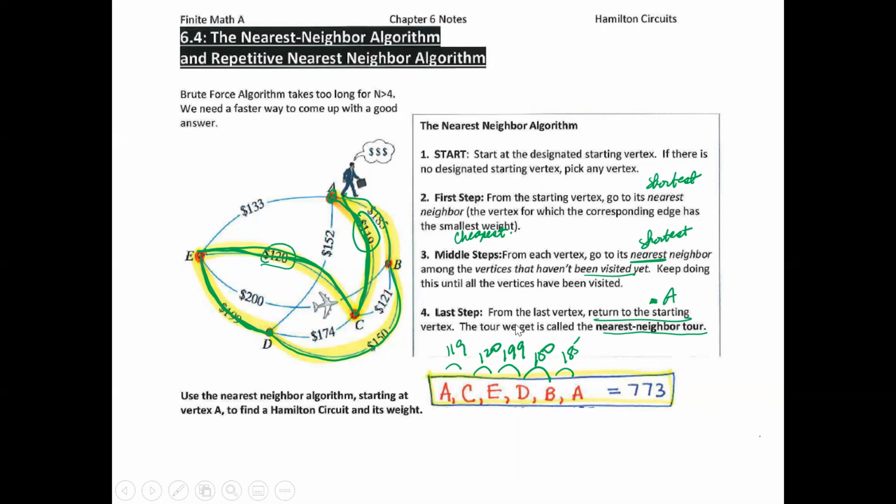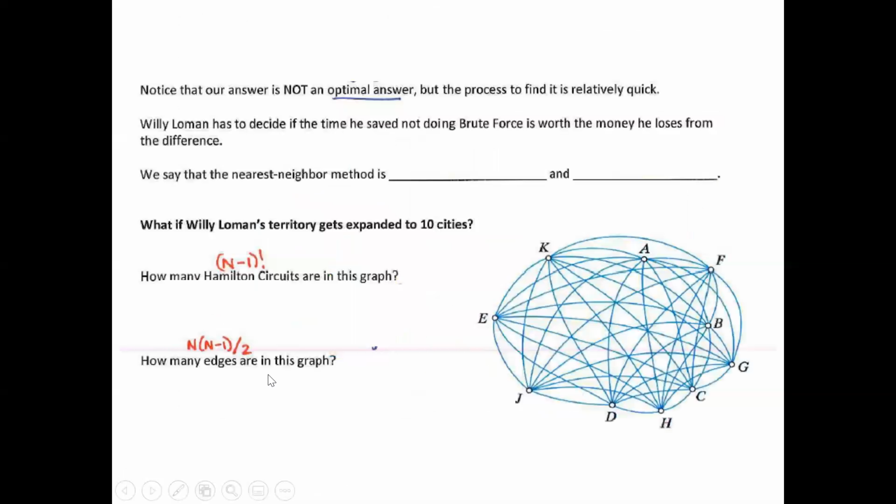And that, you guys, is the nearest neighbor algorithm, in case you have something that is more than 4 points. In this situation, there's 1, 2, 3, 4, 5 points, so n equals 5. Notice that our answer is not the optimal answer, but the process to find it is relatively quick. So Willie Loman has to decide if the time he saved by not doing the brute force method is worth the money he loses from the difference. So we say that the nearest neighbor method is approximate and efficient.